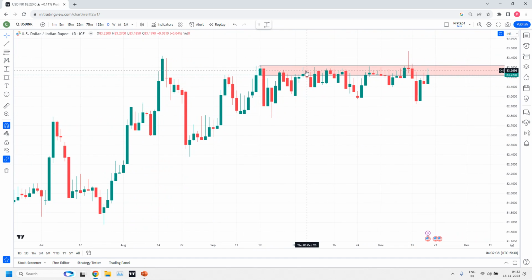So how come this zone supports multiple tests? Because it is a high liquidity zone. What is a high liquidity zone? I will explain later in the advanced concepts. But for the time being, remember that word.